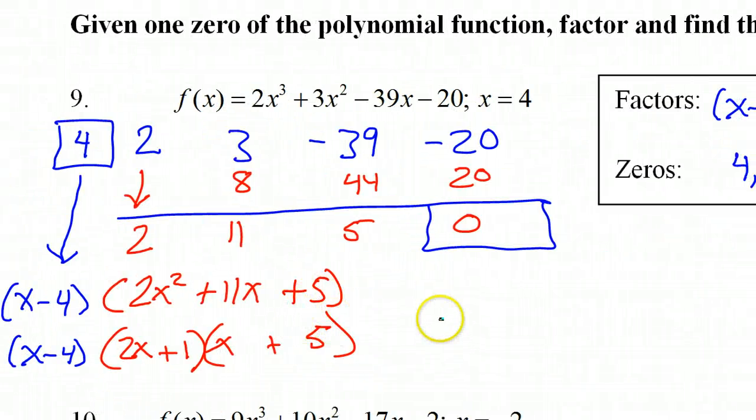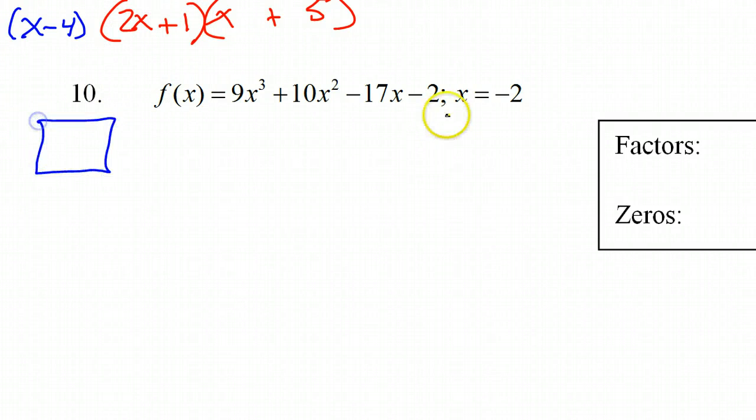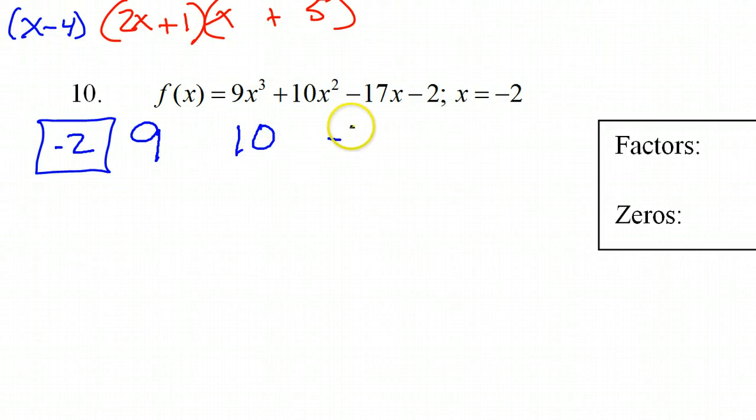So that was number 9. All right, number 10. Okay, so the negative 2, we just use it as is, not the opposite or anything. And we've got 9, 10, negative 17, negative 2.